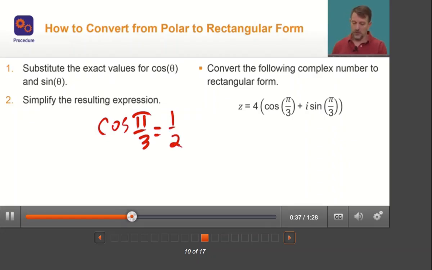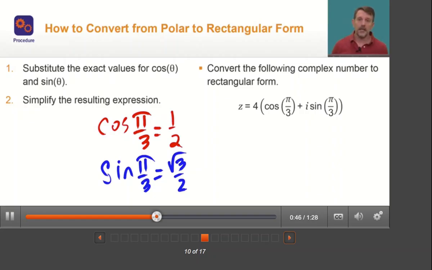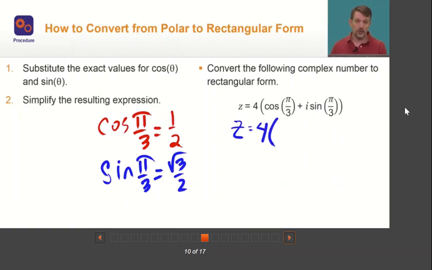And then we're going to evaluate sine of pi over 3, and that is equal to square root of 3 over 2. Next, we need to substitute the one half and the square root of 3 over 2 for cosine of pi over 3 and for sine of pi over 3. z is equal to 4, which does not change, times cosine of pi over 3, which is one half. Don't forget, we're looking at imaginary numbers, so we still have that i there. And then square root of 3 over 2.